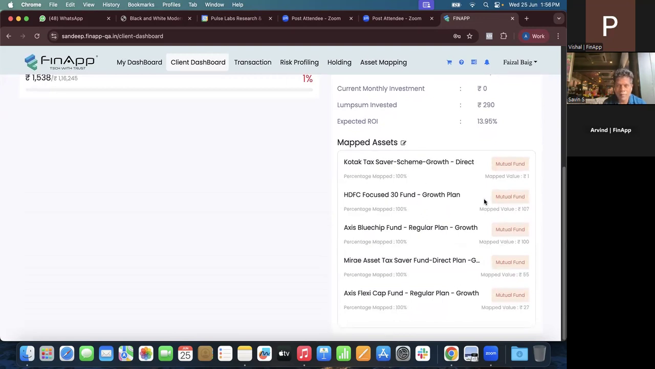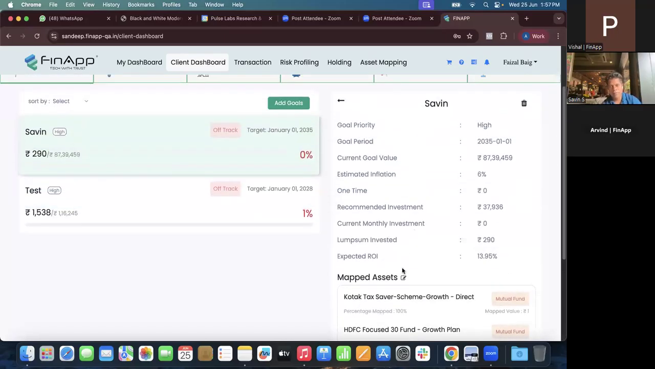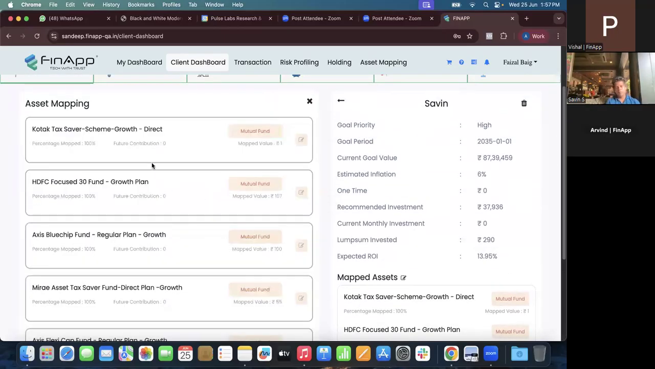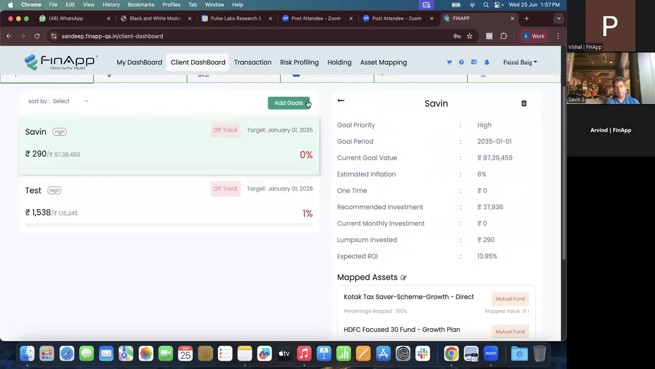Whatever the amount was. So there was 1 rupee here, 107 rupees. So this is just a dummy. Whatever fund automatically got mapped here, if you want to change it, you can change it also. And it will start showing it on the customer ID as well, how much he has achieved.